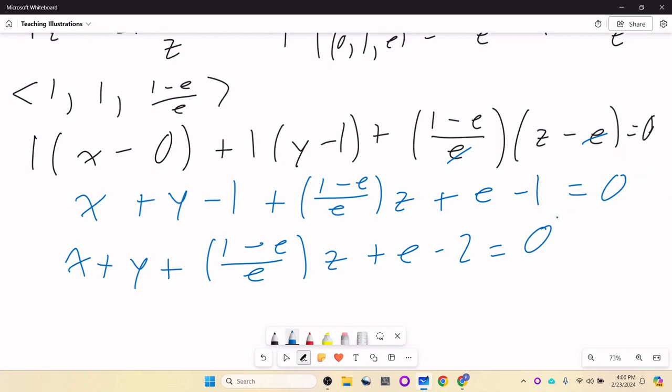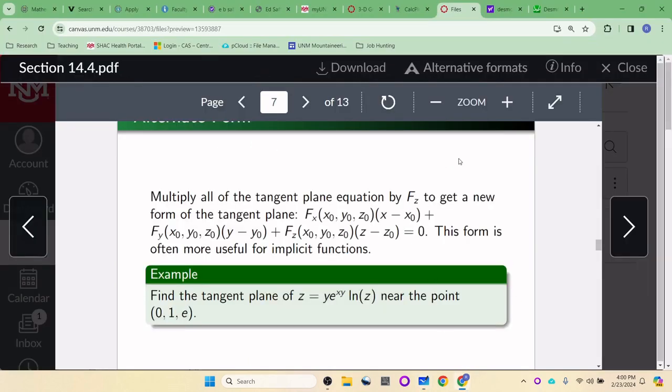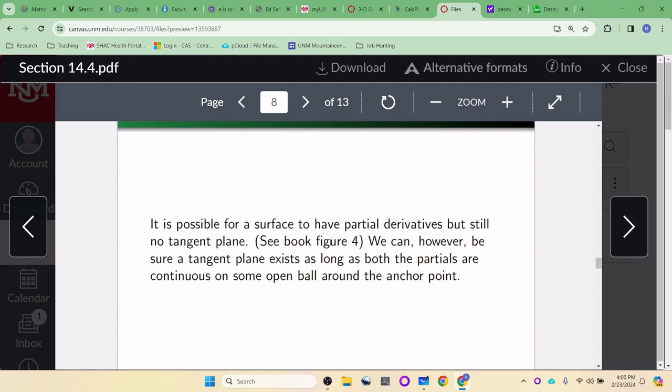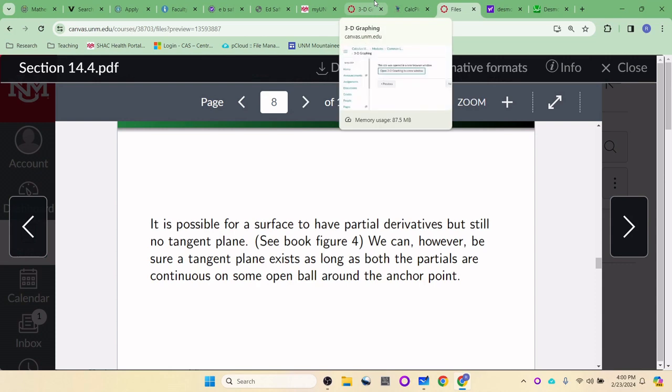So let's keep rolling. What can we use this for? Well, one thing I wanted to show real quick: it is possible for a surface to have partial derivatives but no tangent plane. And that's where it gets really sharp. Let's see an example here.